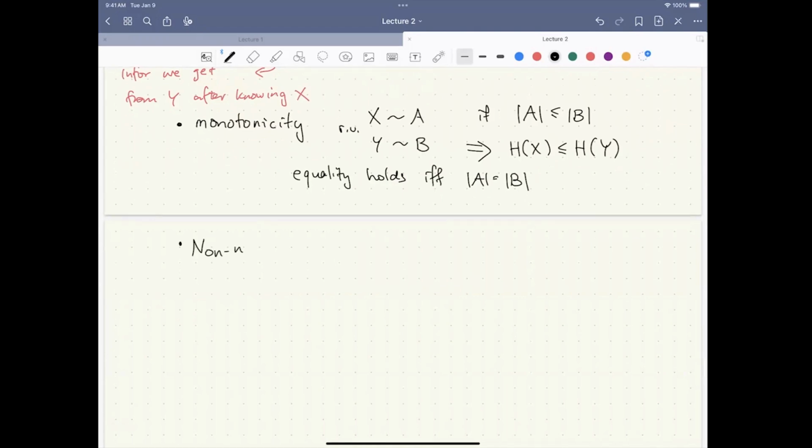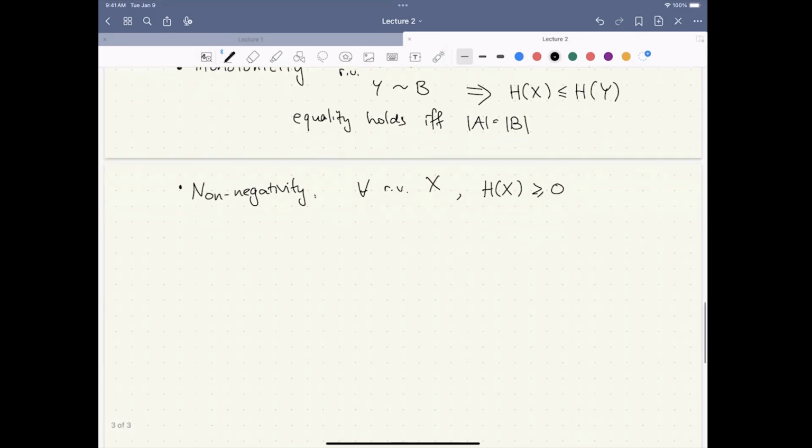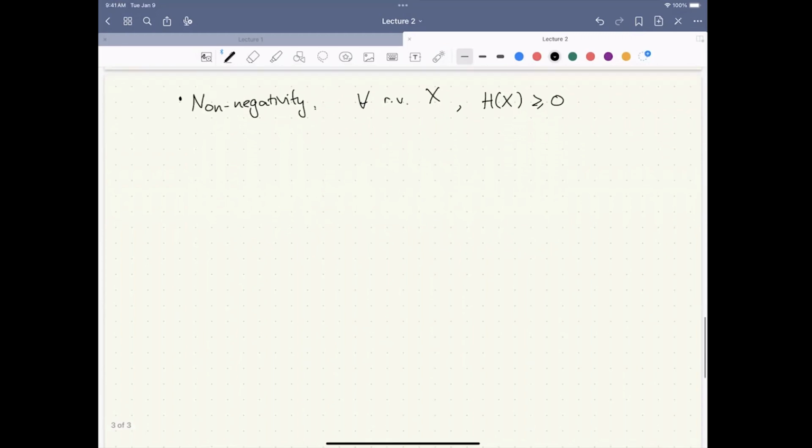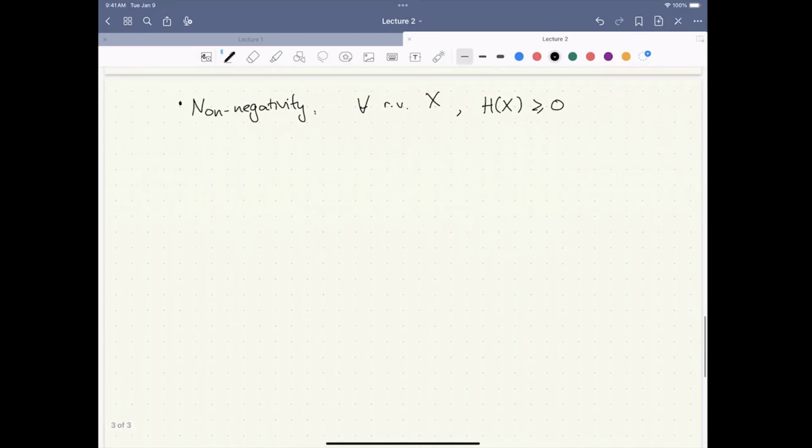Non-negativity. This is almost a trivial one from the explicit definition, but from the axioms, we can also derive this. It says that for every random variable X, the amount of information it carries is non-negative. Well, after knowing something, it cannot erase some memory from us, right? So the information can never be negative. All right. Now we're going to continue proving more properties.